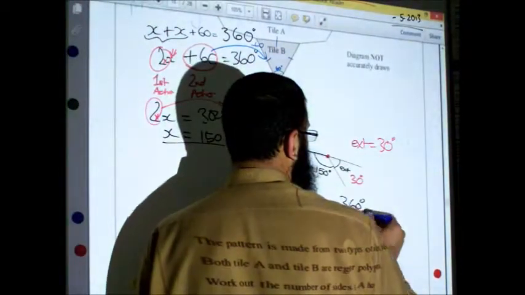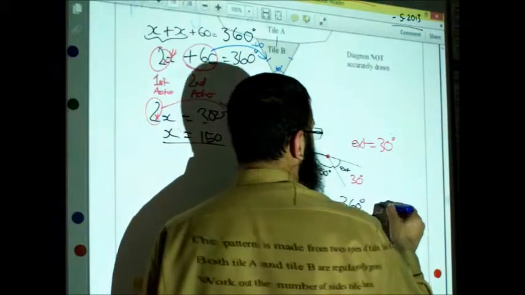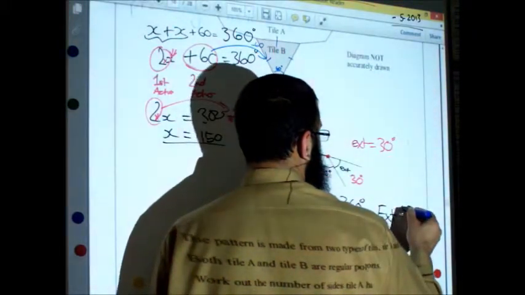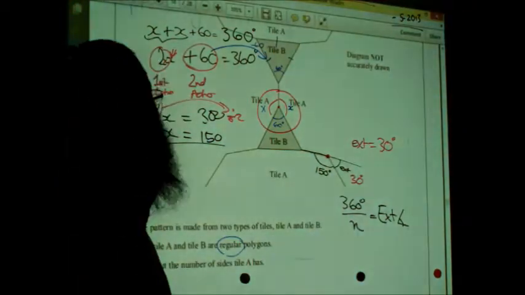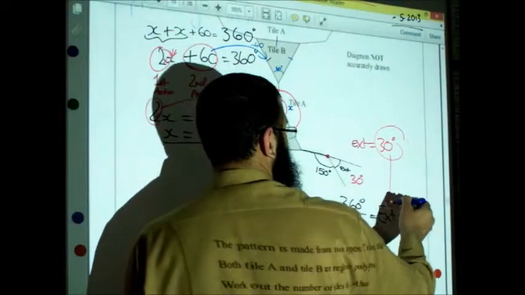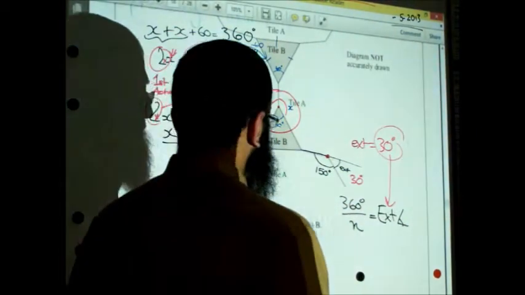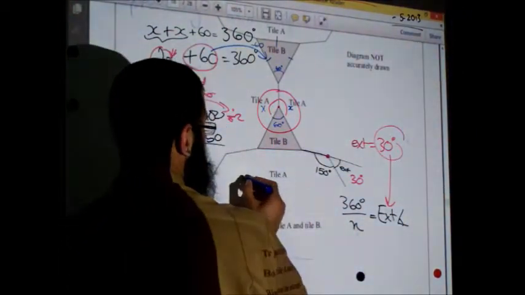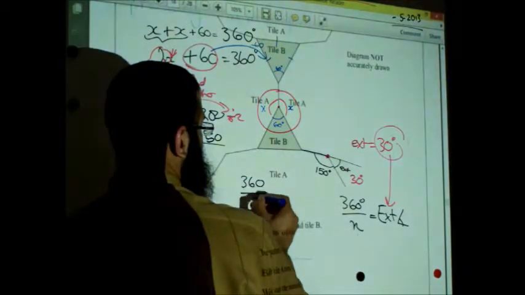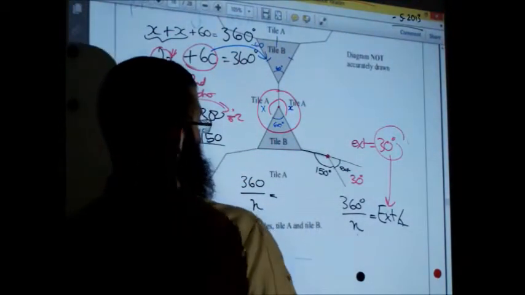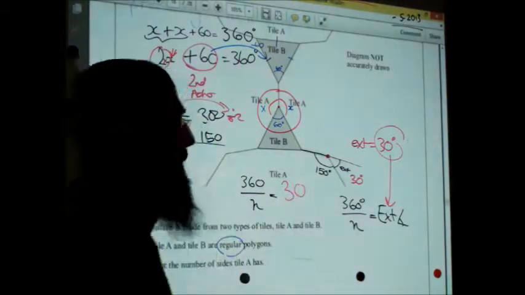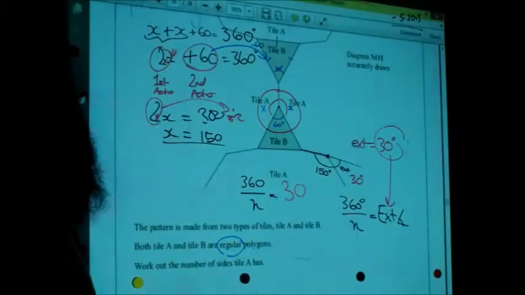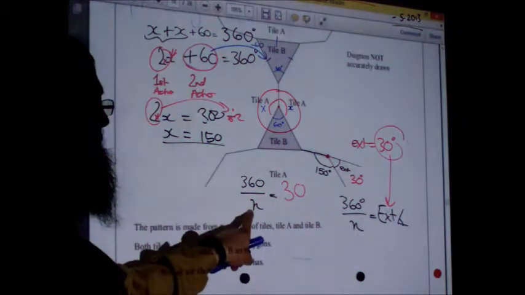360 degrees divided by the number of sides gives you the external angle. Okay, now, in this particular rule here, we know the external angle is 30. So if I rewrite that equation over here, 360 divided by n is equal to 30. We're nearly there. We've got to work out the n.